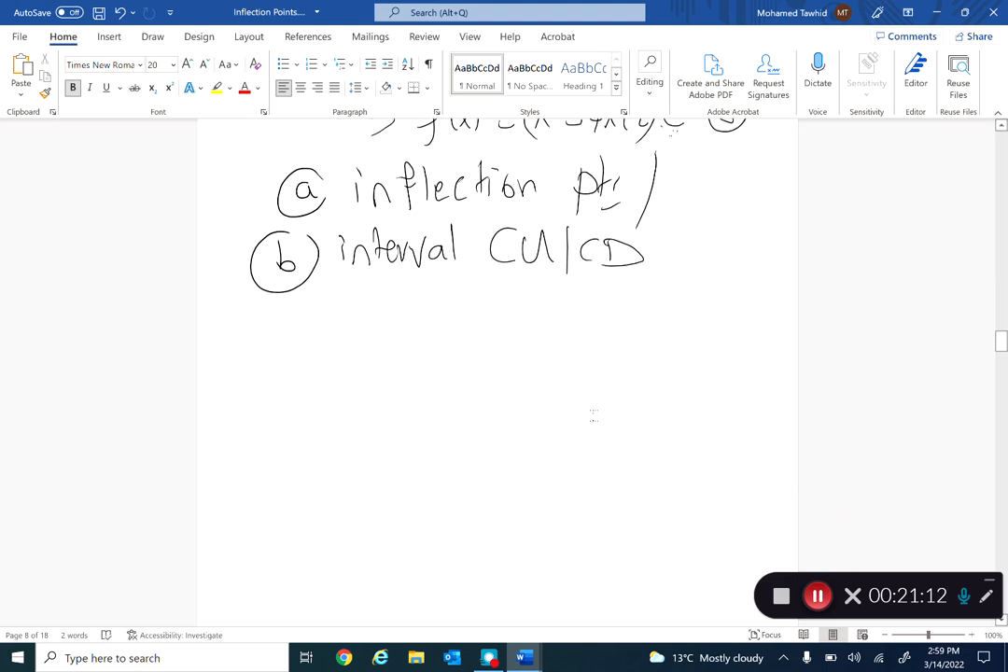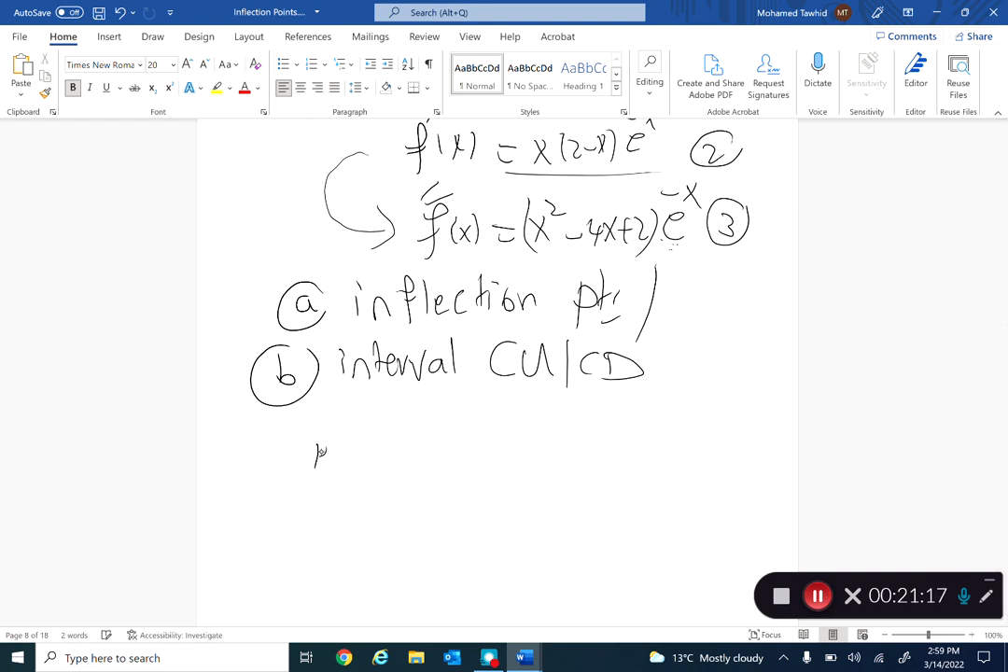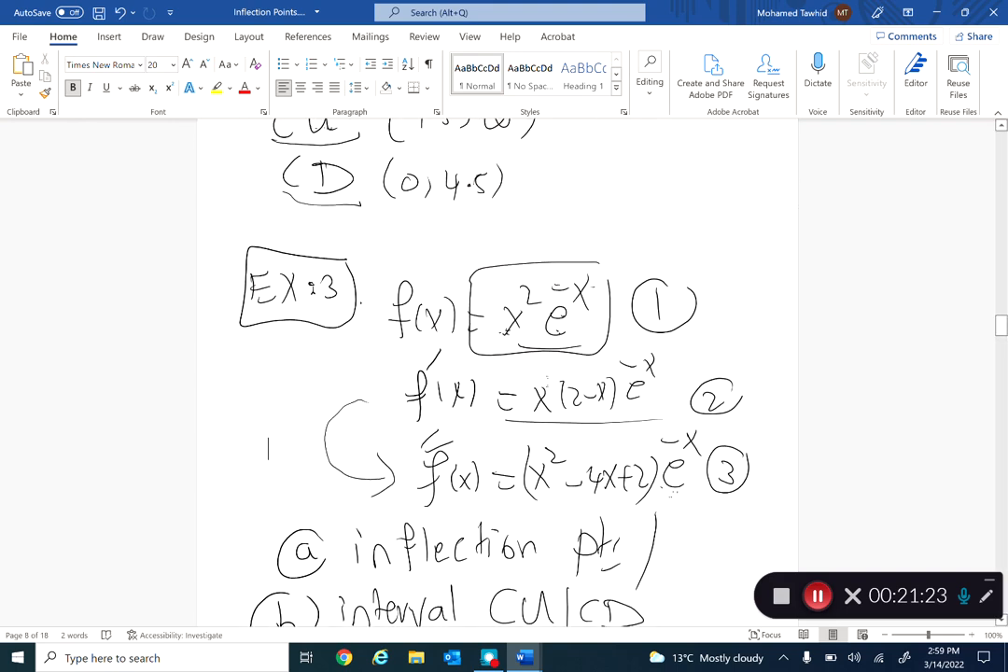Okay, so now I need to find the inflection point. What is the inflection point? First, let us find the domain. What is the domain here? The domain here is all real numbers. Why? Because if I look here, what do you have? x squared. x squared is a polynomial. The domain of any polynomial should be all real numbers. That is exponential. Exponential here also is all real numbers. So the overlap between all real numbers and all real numbers will be the same. So the domain here should be all real numbers.